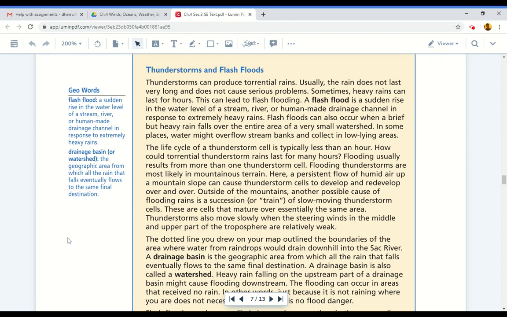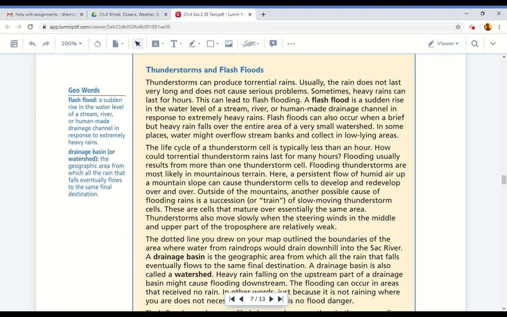The life cycle of a thunderstorm cell is typically less than an hour. How could torrential thunderstorm rains last for many hours? Flooding usually results from more than one thunderstorm cell. Flooding thunderstorms are most likely in mountainous terrain.